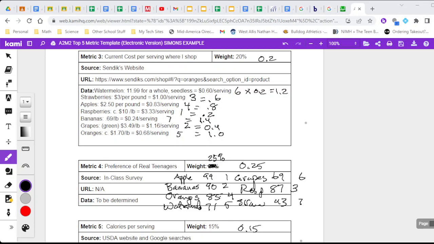All right, so doing the 0.25 times that. If we start with strawberries, then that's going to be 7 times 0.25, which gives us 1.75, and we'll just go through all these like that. So that's 1.75. 3 times 0.25 is 0.75.